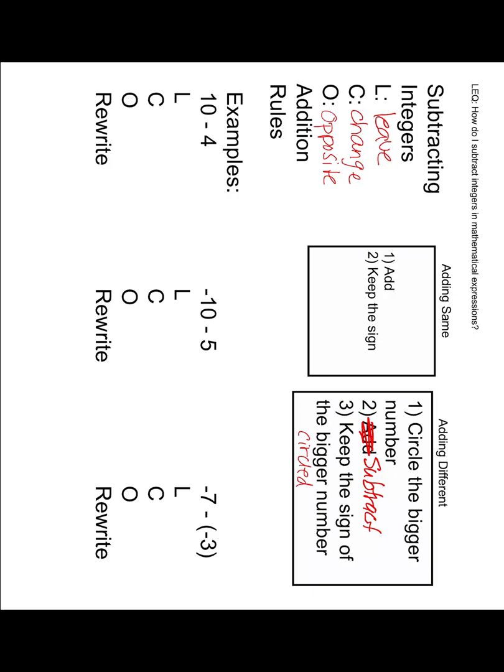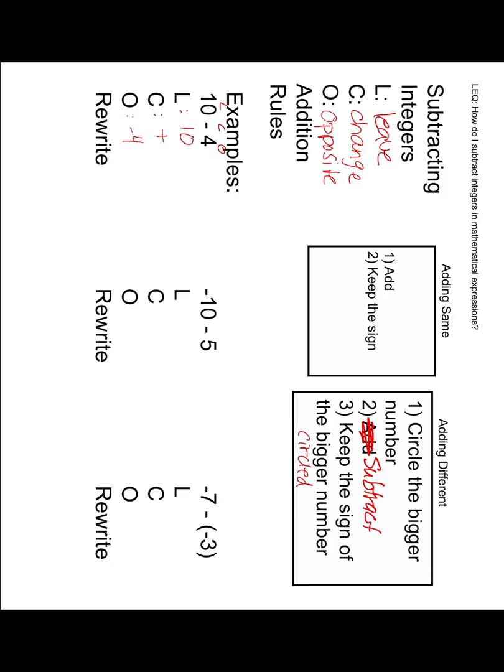Okay, so if we look at our first example, we have 10 minus 4. We're going to LCO this. So I'm going to write it above each of the items. L, we are going to leave that first number, so 10 stays 10. We are going to change. We're changing our subtraction sign to an addition sign. And then we're taking the opposite of positive 4, which is negative 4.